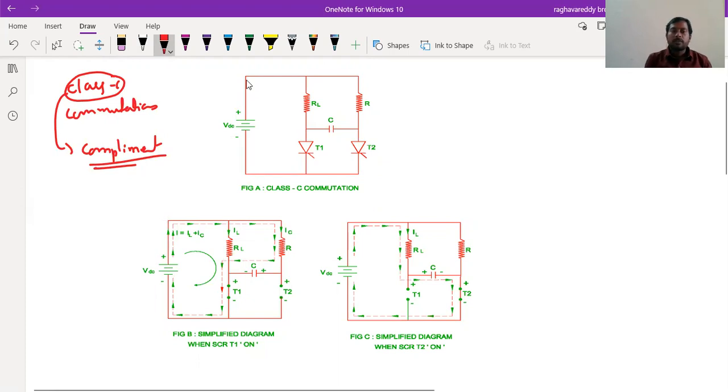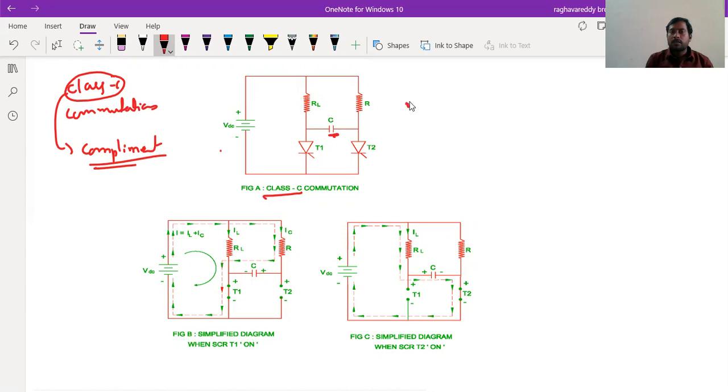Now let us discuss the circuit. This is the circuit of the class C commutation, and this is the DC voltage connected, and these are the two resistors. This is RL and this is R, or you can take them as R1 and R2. According to our convenience, we can take the names. And this is a capacitor, only one capacitor.